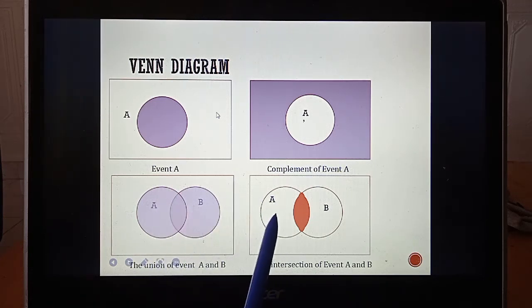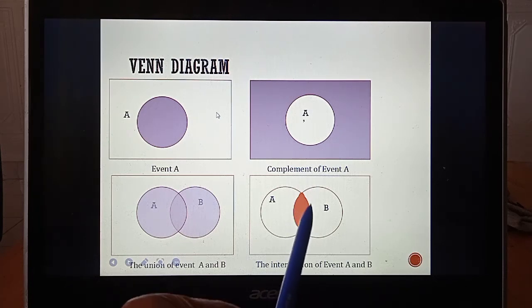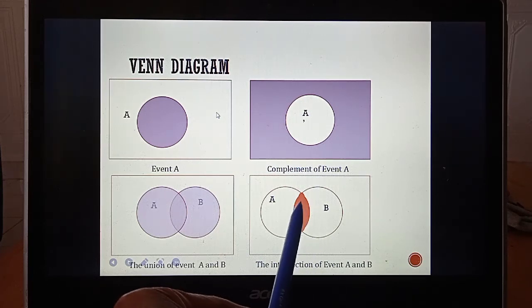Okay, untuk intersection. Okay, intersection maknanya event in A and event in B. Event occur in A and at the same time event occur in B. So, yang shaded orange ni adalah A intersection B. Okay, A intersect B. Jadi, hasil dia adalah kawasan yang dilorekkan dengan orange ni.